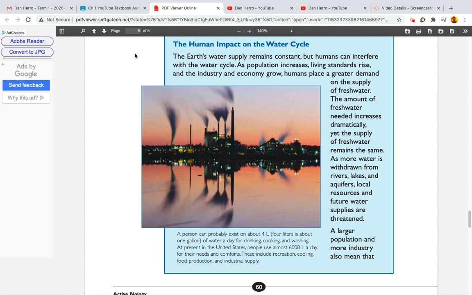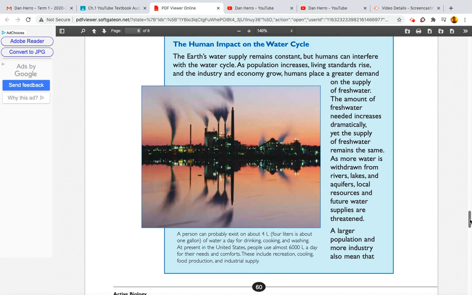The Earth's water supply remains constant, but humans can interfere with the water cycle. As population increases, living standards rise, and the industry and economy grow, humans place a greater demand on the supply of fresh water. The amount of fresh water needed increases dramatically, yet the supply of fresh water remains the same. As more water is withdrawn from rivers, lakes, and aquifers, local resources and future water supplies are threatened.